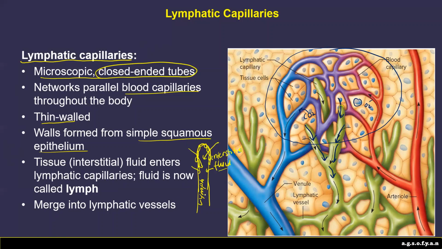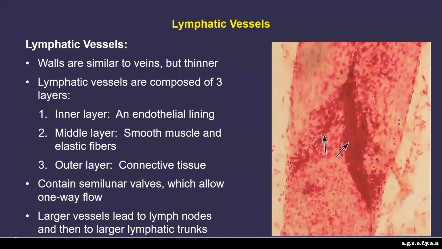And all of these lymphatic capillaries will combine into bigger lymphatic vessels that then enter into the lymph node. So this is the microscopic picture of lymphatic vessels. The inner layer is endothelial lining cells. In the middle layer, there is smooth muscle. And the outer layer is connective tissue. So this is one layer of endothelial cell.